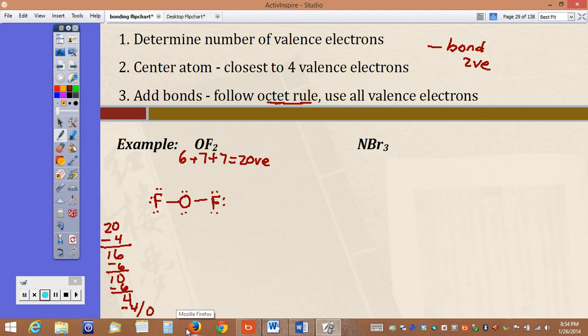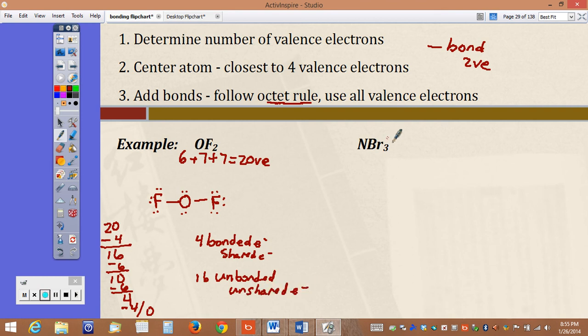Let's double check our structure to make sure it's good. First, we need to use 20 valence electrons. We have 4 in the bonds, and we have 1, 2, 3, 4, 5, 6, 7, 8, 9, 10, 11, 12, 13, 14, 15, 16. So we now have our 20 valence electrons. 4 are bonded electrons, or shared electrons, and 16 are unbonded or unshared electrons.